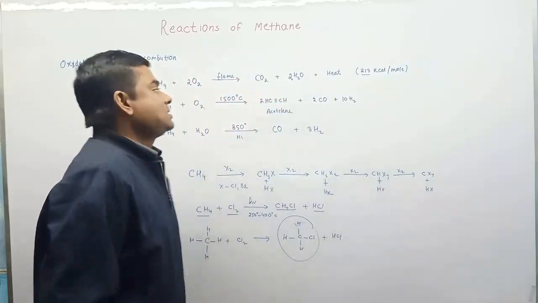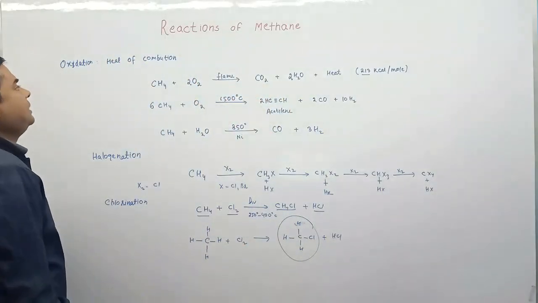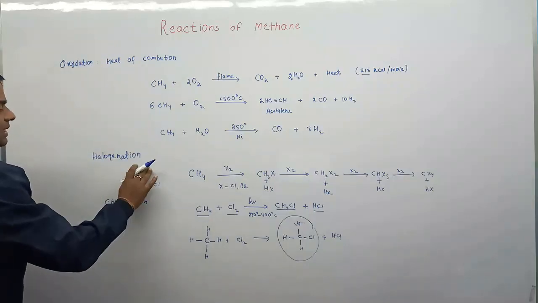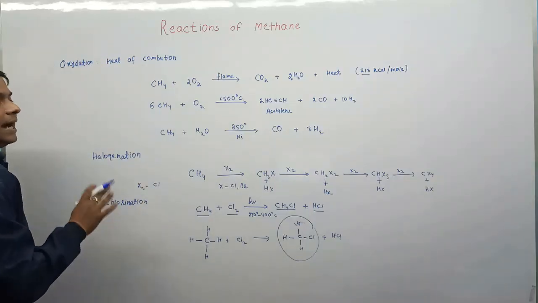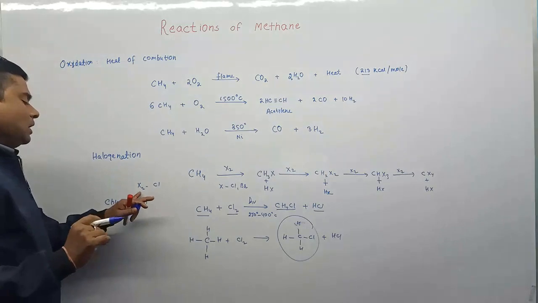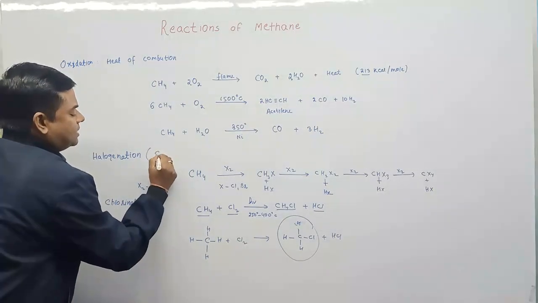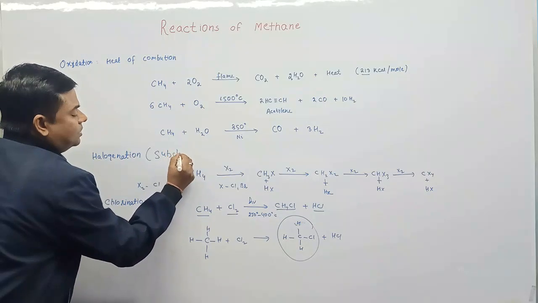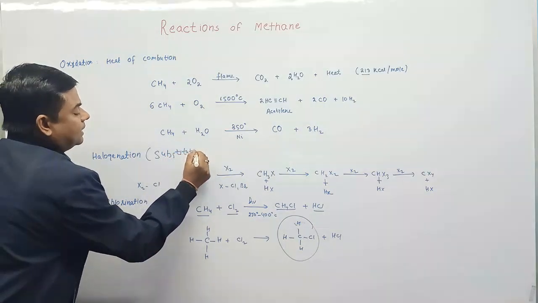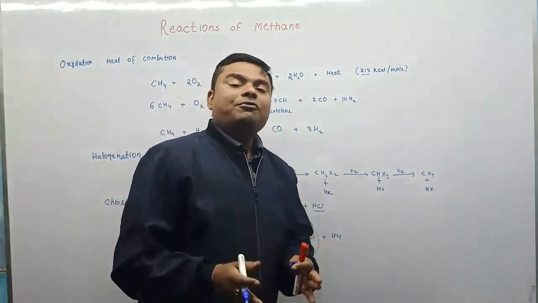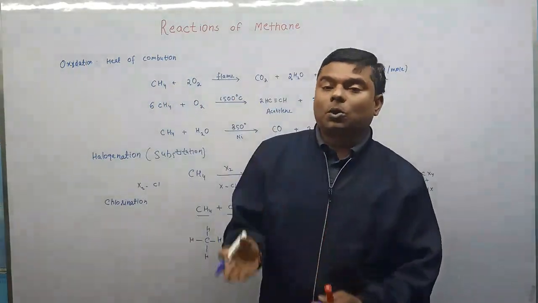I hope you understood some reactions of methane, that is the oxidation reaction, the heat of combustion. The halogenation reaction is basically chlorination, and bromination if we use bromine as the halogen, and this is a type of substitution reaction. So in the next class we will see how we can control the chlorination.